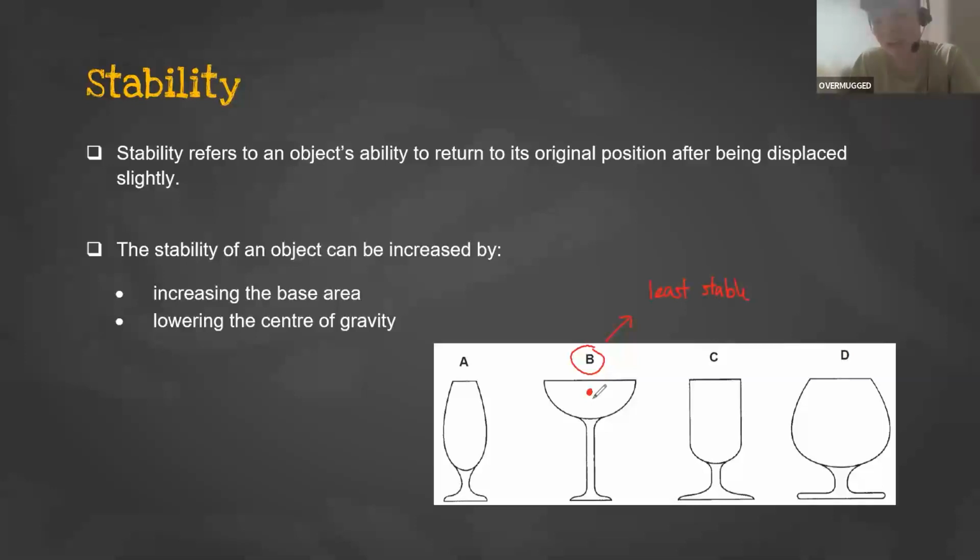I mean, this one can kind of use logic also. If you push all these four cups, which one do you think is the most easily toppled? It will be B. And which one will be the most stable? It will be D. It has the widest base area and it has a low center of gravity. Most of the mass can be found somewhere around here. So this is how they can test this.